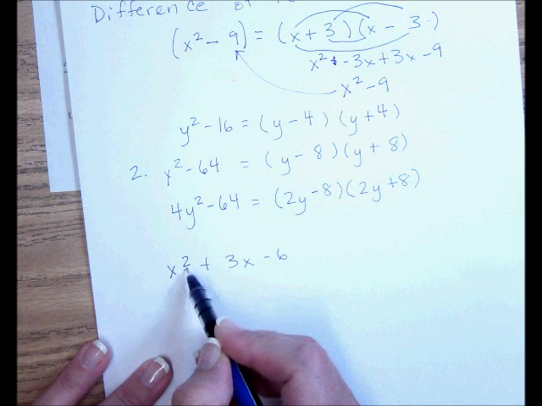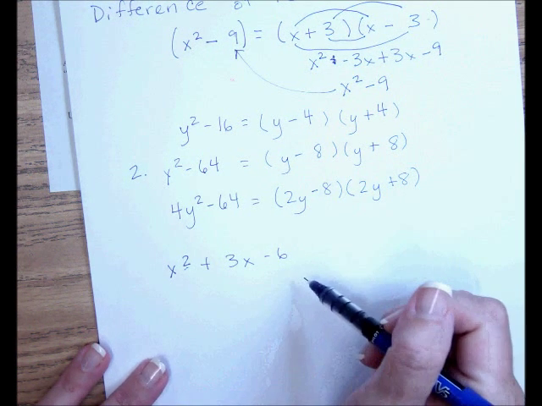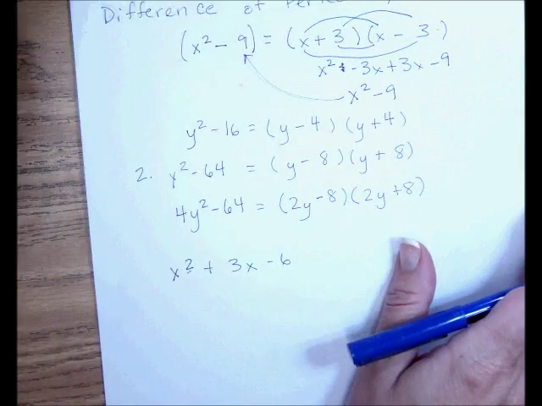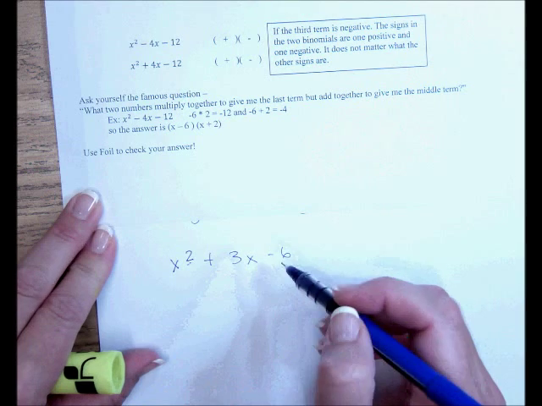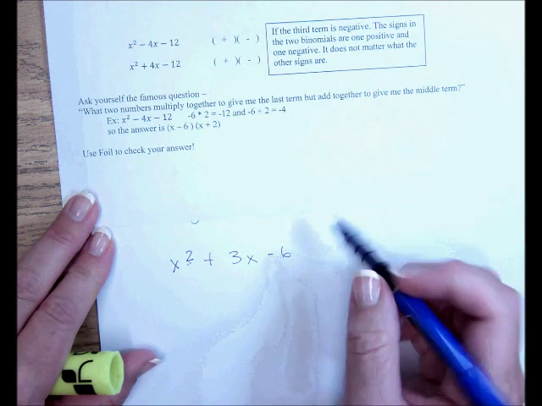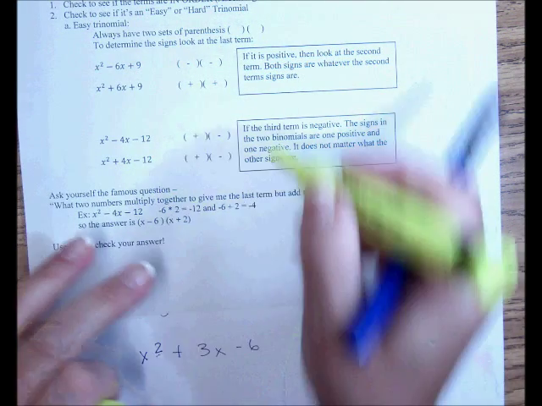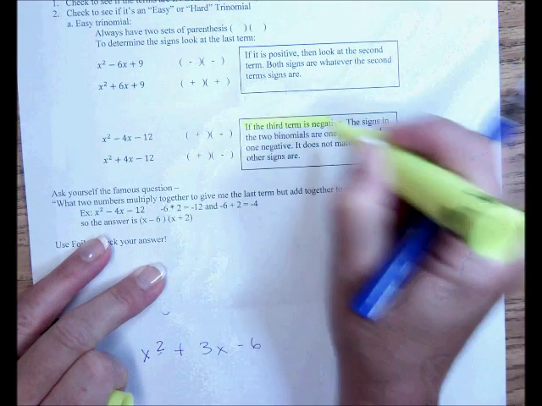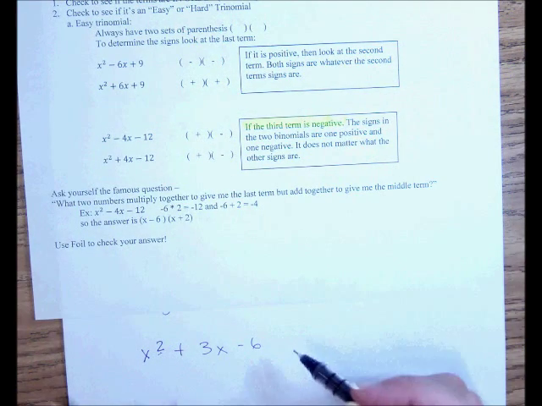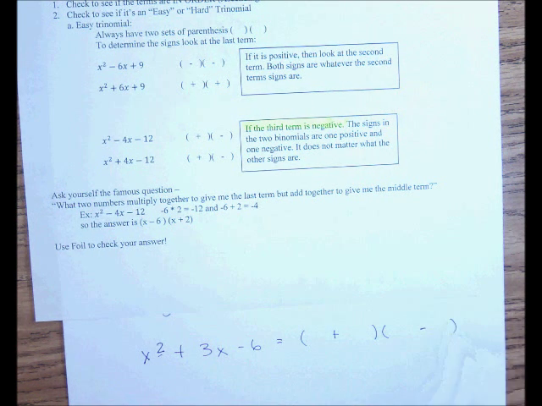There is an exponent of 2, an exponent of 1, and then really an exponent of 0. There isn't any variable here. So then I'm going to look at the sign of my last term. In this case, it is negative. If I look at my last term and it's negative, so I could highlight this right here, if the third term is negative, then the signs in the two binomials are one positive and one negative. So plus and negative. Okay, so right off the bat, that part's taken care of.